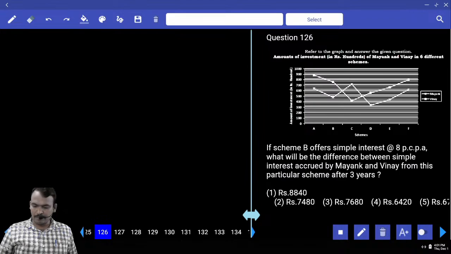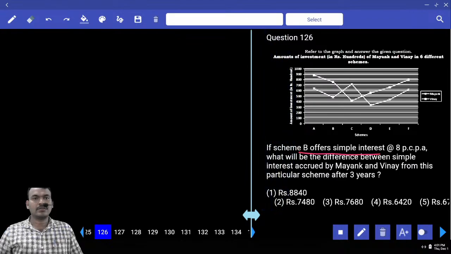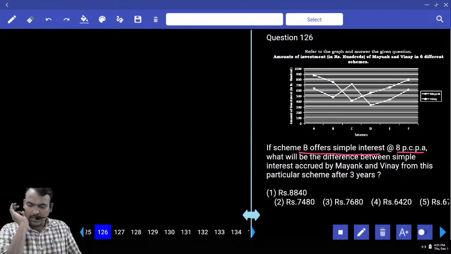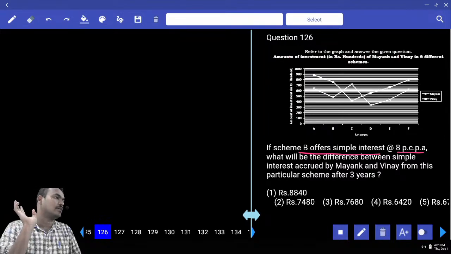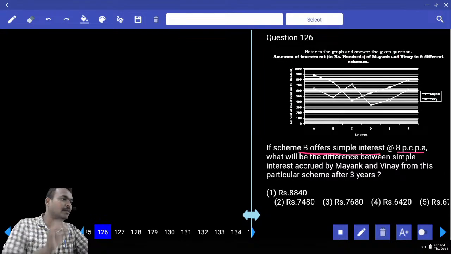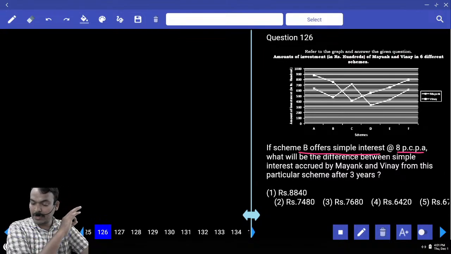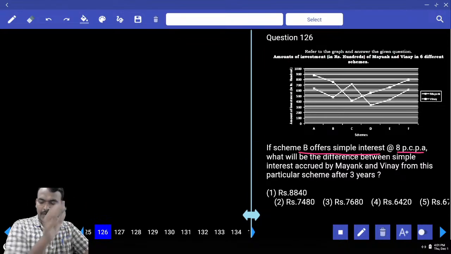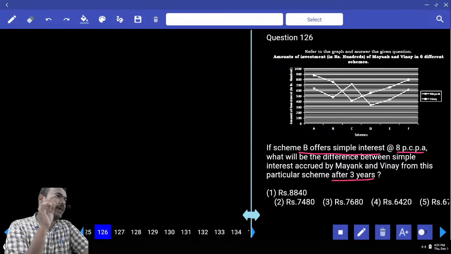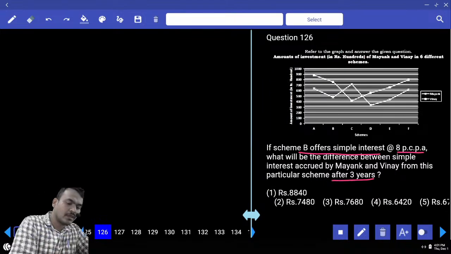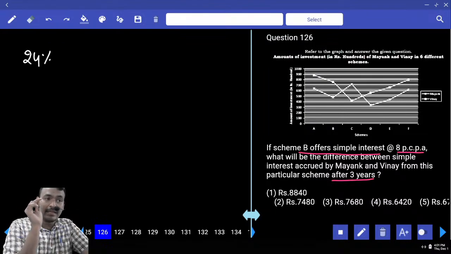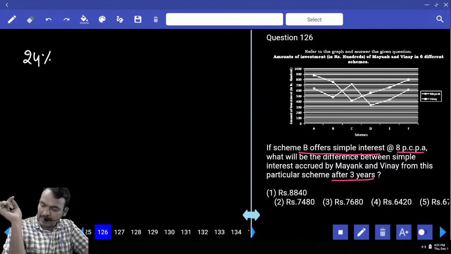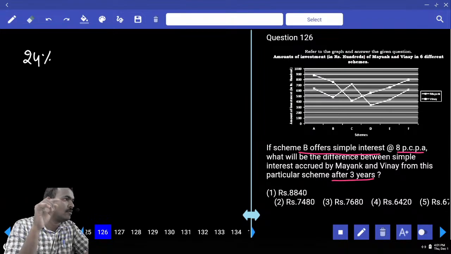3 years. Okay. First, scheme B offers which one? Simple interest. What is the rate of percent? 8% per annum. But we required which one? Difference between the simple interest of Mayank and Vinay after how many years? 3 years. What is the rate of percent in scheme B? 8%. Time period is given, 3 years. Simple interest 8% per annum for 3 years means what is the interest? 24%. Mayank getting 24% of principal and Vinay also getting 24% of principal.